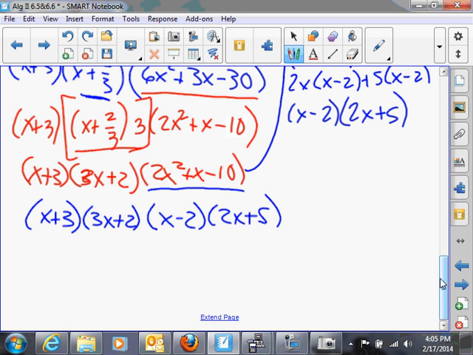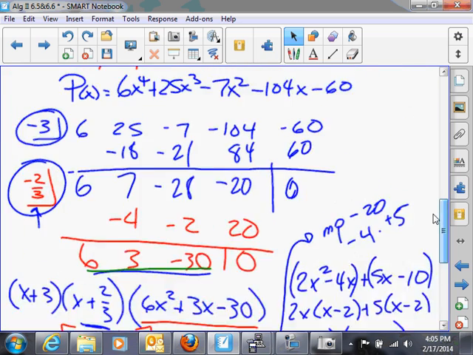Now, if we set each of these binomials equal to 0, they'll each give us a zero. x plus 3 tells us x is negative 3. 3x plus 2 tells us x is negative 2/3. x minus 2 tells us that x is equal to 2. And 2x plus 5 tells us that x is equal to negative 5/2. So the zeros of this polynomial are negative 3, negative 2/3, 2, and negative 5/2.